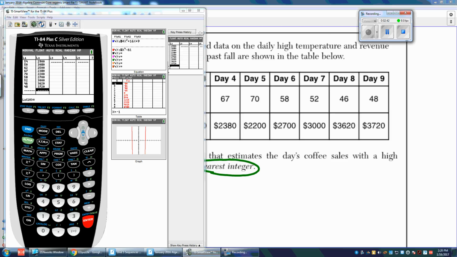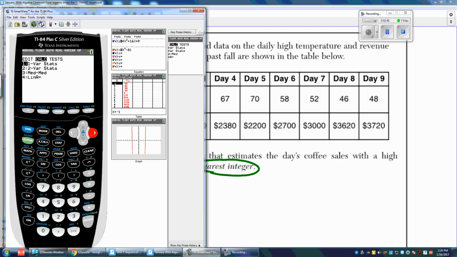So now I hit the stat button again. This time I go over to calculate, and it says a linear regression, so it's choice 4. If it wanted exponential, I would go to choice 0. Let's just make sure the exponential is really there at 0. Yes, it is. And then a quadratic is choice 5. So I'm going to go to linear, choice 4. You hit enter, and there it is.